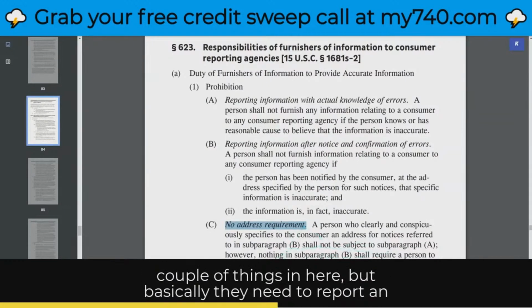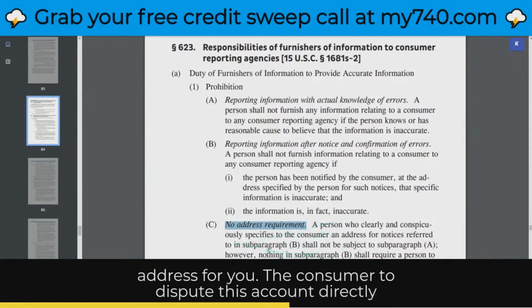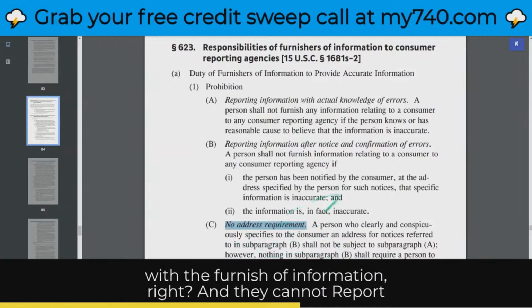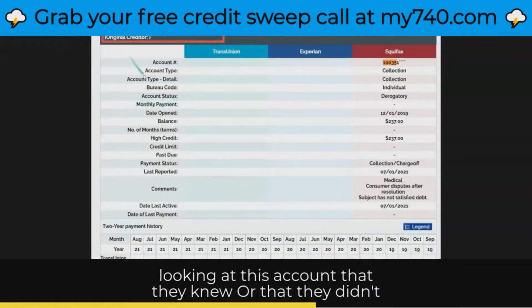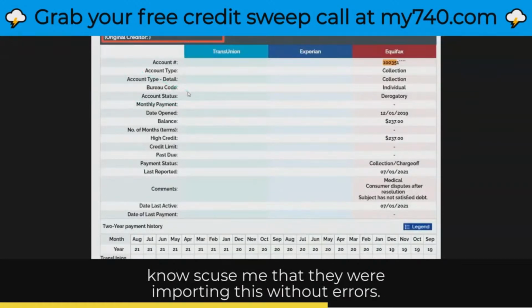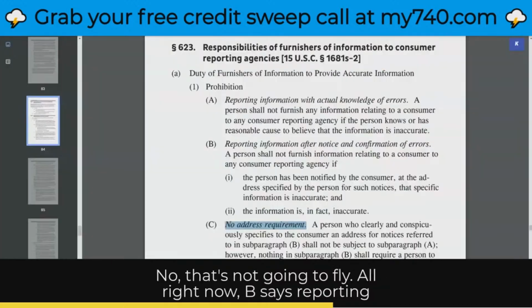Now, there's a couple of things in here, but basically, they need to report an address for you, the consumer, to dispute this account directly with the furnisher of information, right? And they cannot report with actual knowledge of errors. Now, you can't tell me by looking at this account that they knew or that they didn't know that they were reporting this with errors. No, that's not going to fly.